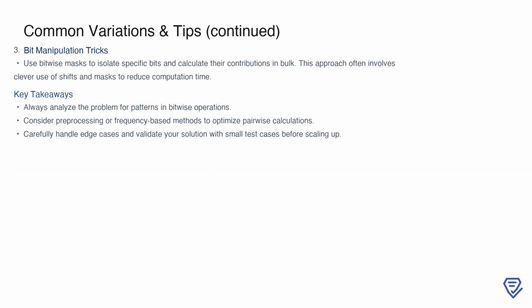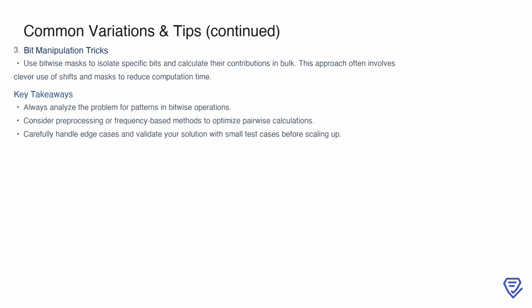Finally, let's discuss some bit manipulation tricks and key takeaways. Bitwise masks can be used to isolate specific bits, allowing you to calculate their contributions in bulk. This often involves clever use of bit shifts and masks to optimize computation time. For example, you could use masks to focus on specific bit positions and avoid processing irrelevant bits altogether.